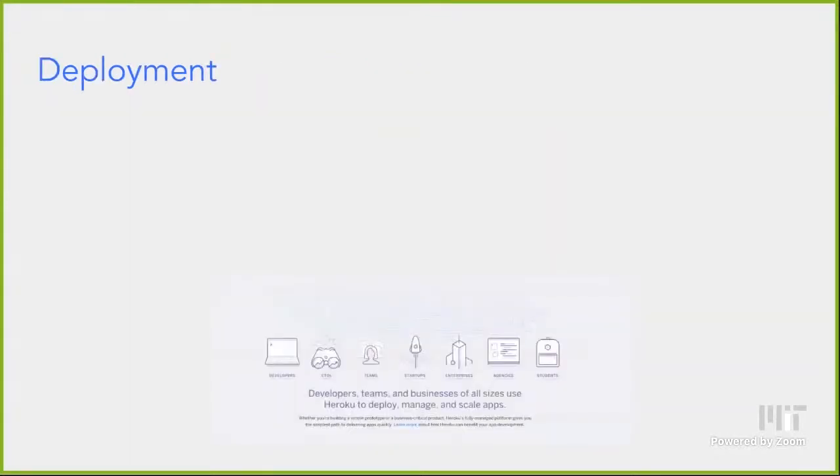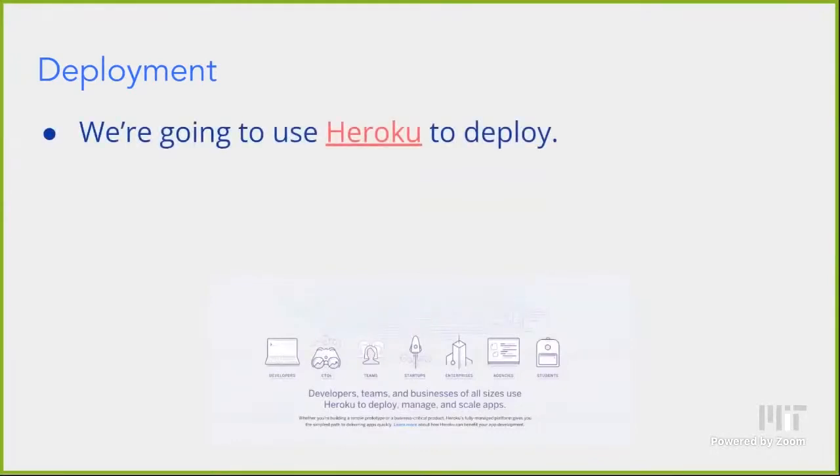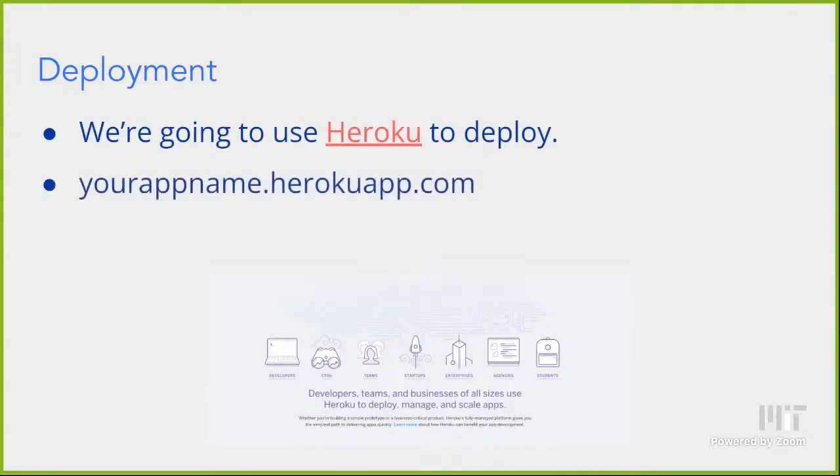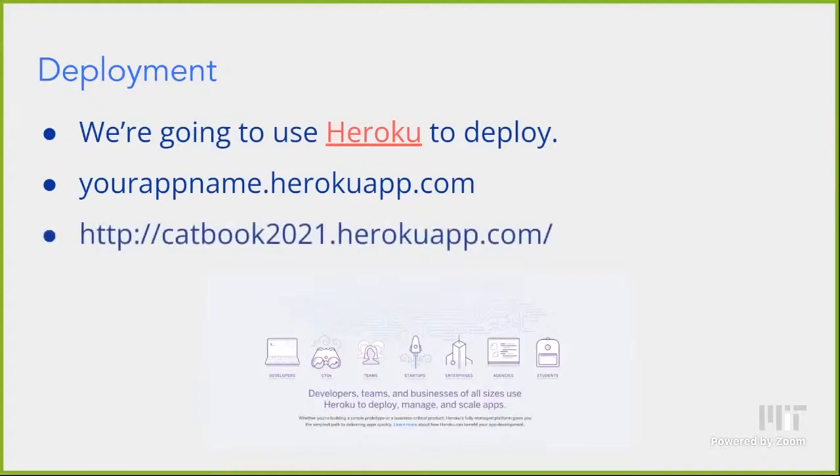So for basic WebLab deployments, we're going to use Heroku because it is free. It is pretty cheap. You can't really beat free. And it works pretty well for our purposes. So all of your project names will follow the format your app name.herokuapp.com. So you notice we had catbook2021.herokuapp.com. It'll follow that format.